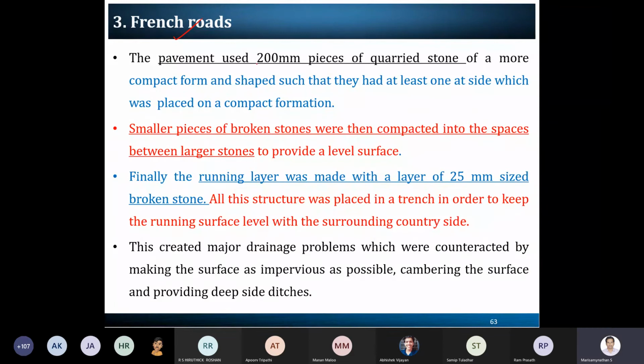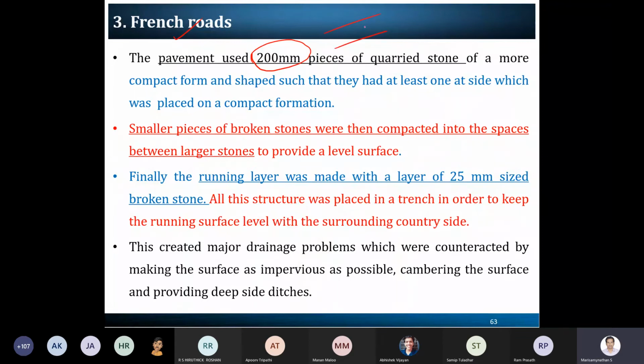So they might be specifying the different kinds of pieces and different design concepts they brought into the structure. Particularly, they considered how to provide benefit for the drainage. Even nowadays we are still facing drainage issues for roads, particularly in Indian conditions.